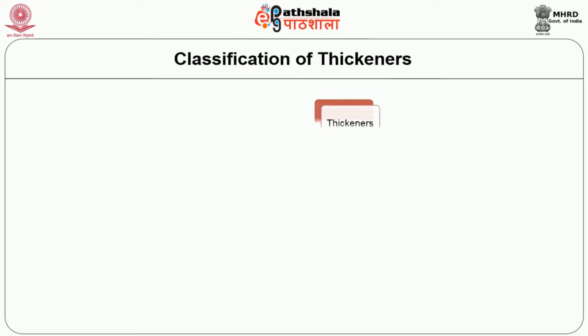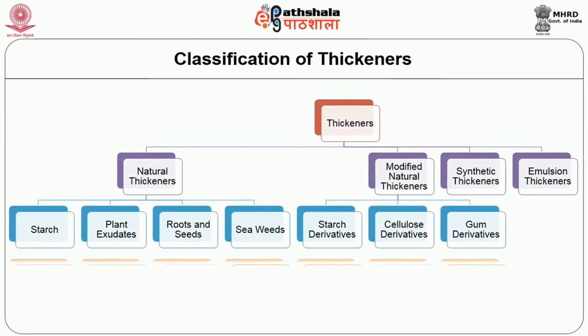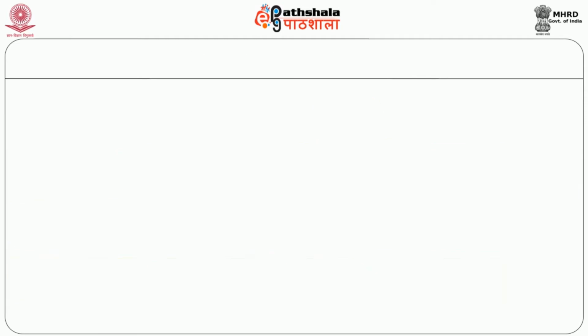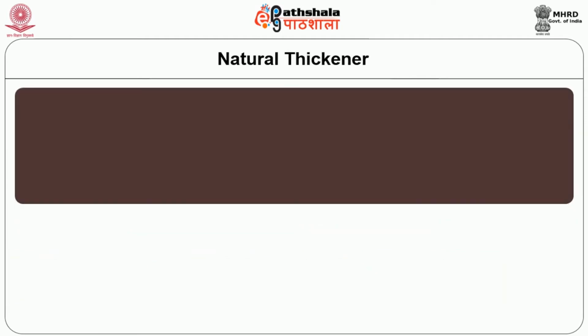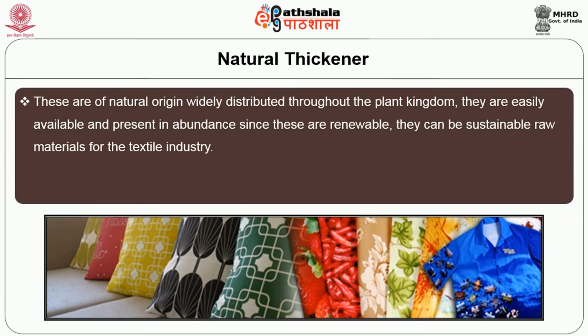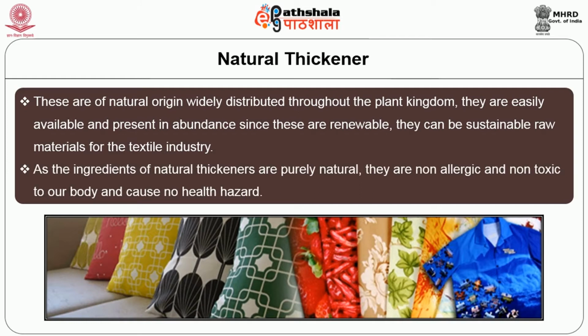Thickeners are classified as natural, modified natural, synthetic and emulsion type. Natural thickener. These are of natural origin, widely distributed throughout the plant kingdom. They are easily available and present in abundance. Since these are renewable, they can be sustainable raw materials for the textile industry. As the ingredients of natural thickeners are purely natural, they are non-allergic and non-toxic to our body and cause no health hazard.